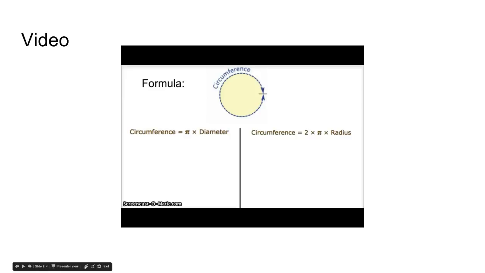To find circumference, or to find the perimeter of the circle, there are 2 formulas that you can memorize. The first one is circumference equals pi times diameter. You're going to see this written as C equals d pi or C equals pi d. Either one of those is okay. Either one of them means the same. You most likely are going to see this written.